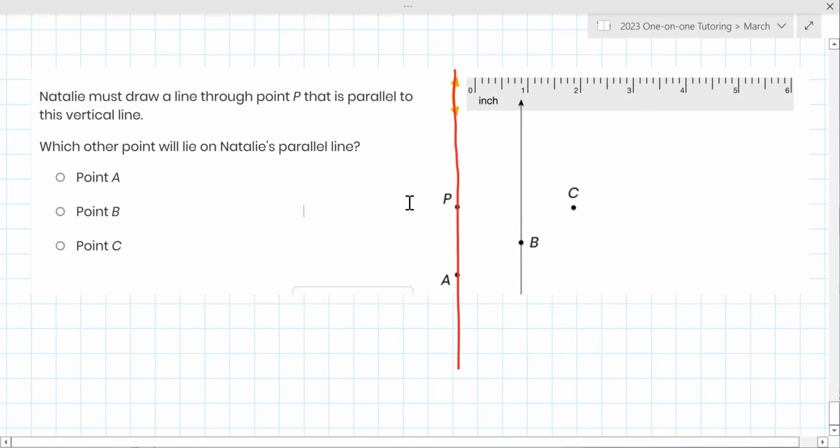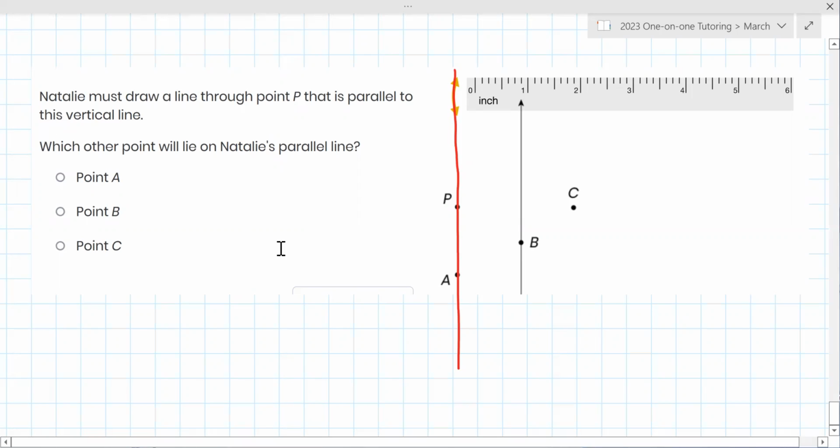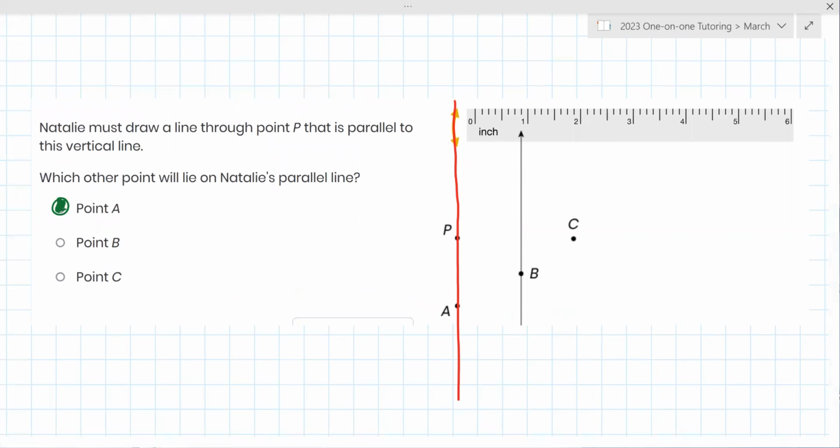Now, go ahead and read this question here, starting with which. Which other point will lie on Natalie's parallel line? So which other point is on this line? P and A. Okay, so what's your correct answer here? A. It is A. Good. Not too difficult when you kind of know parallel and perpendicular. All right, so let's look at another question here.